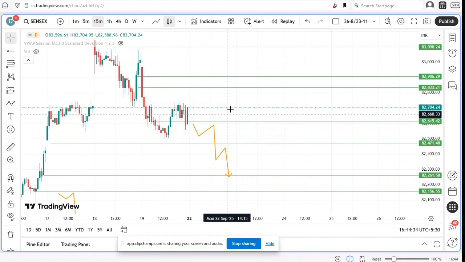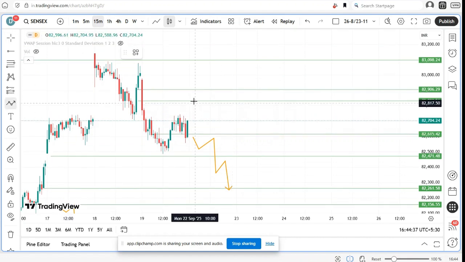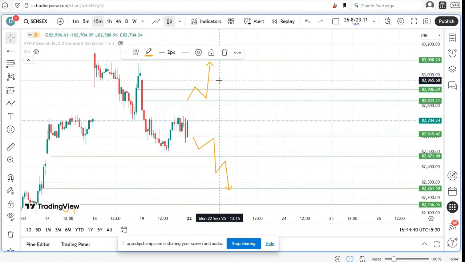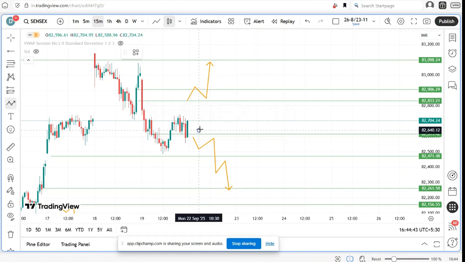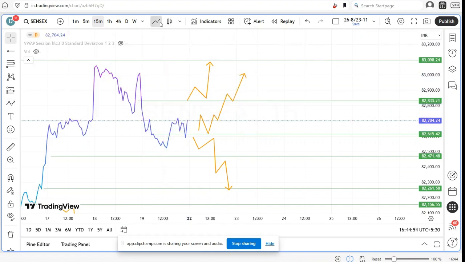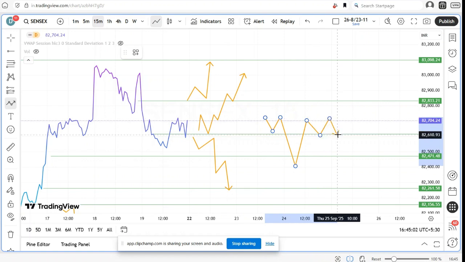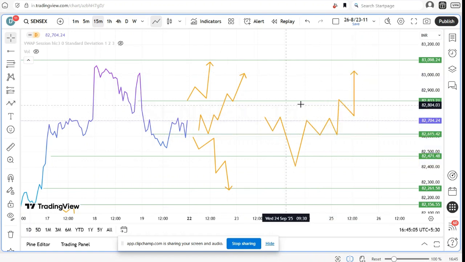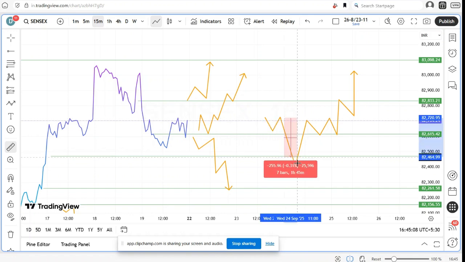So below this level, we have to look for shorting opportunities. Above this level, we have to look for buying opportunities. And this area may be volatile or may make this type of pattern and then cross. And the reason is very simple, which is that it's making an inverted head and shoulders pattern. What is an inverted head and shoulder pattern? It's a bullish pattern. It is usually like this and gives a breakout exactly the length of the head.